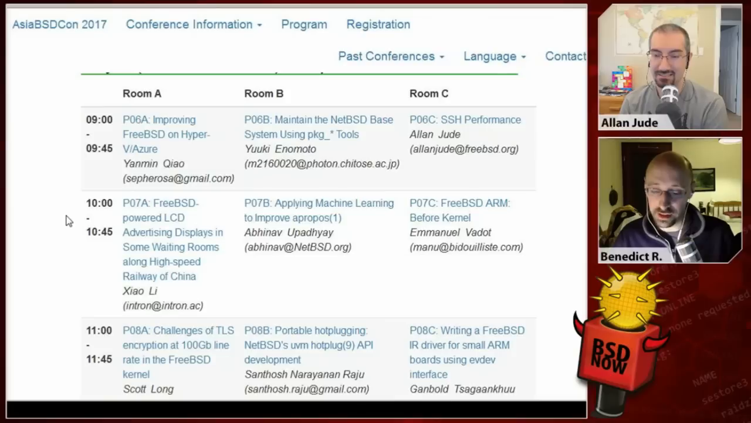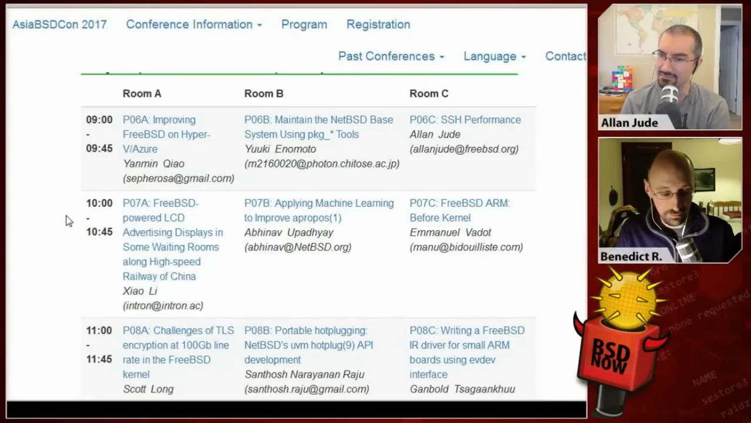There were a couple of people interested in that talk, because everyone's interested in SSH performance and the different ways of how to approach that and tuning that you could do. But there were also other nice talks in the same slot. Sefi also gave a talk about his day job, which is improving FreeBSD on Microsoft Hyper-V / Azure. So that was definitely interesting. And then Yuki Inomoto gave a talk about maintaining the NetBSD base system using their packaging tools. So it looks like they're going to start looking at a packaging base type thing as well. That's definitely interesting.